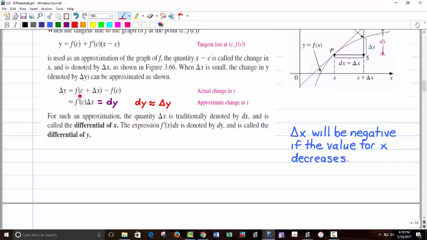And then the delta y is just f of x2, f of the second number, minus f of the first number. Like if your x was moving from 2 to 4, delta y would be f of 4 minus f of 2. So we're saying it should be fairly close to this dy value right here.